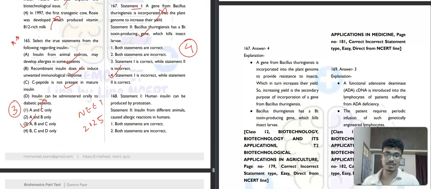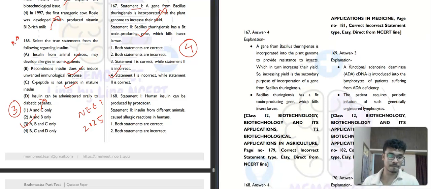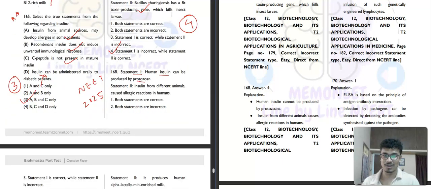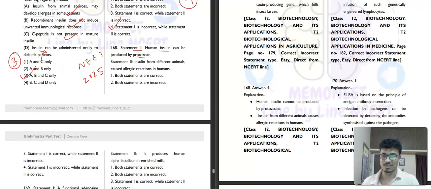Then question number 168. Statement first: human insulin can be produced by protozoa. No, I don't think so. This is incorrect. Okay, so insulin from different animals caused allergic reaction in humans. Absolutely correct. So the fourth option will be our correct answer for this question.